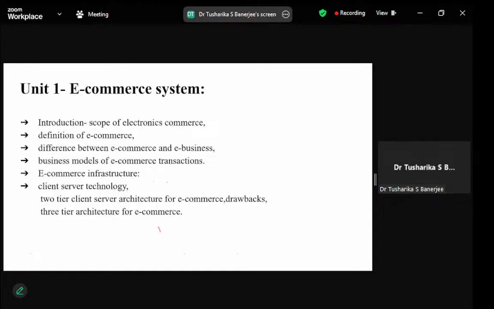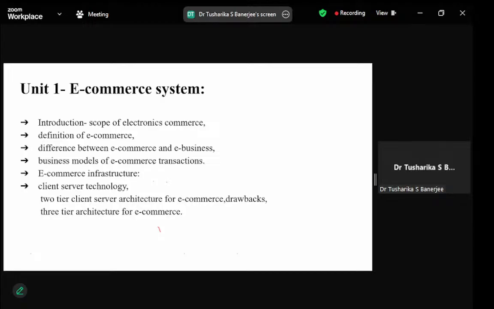Okay, so Unit 1 is going to be very extensive like any other subject. You will be studying in detail about the different meanings of e-commerce system, what the types are, and what the differences are. You will just get the better space to get into the subject more deeply.